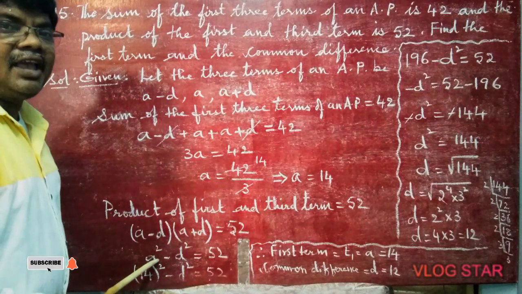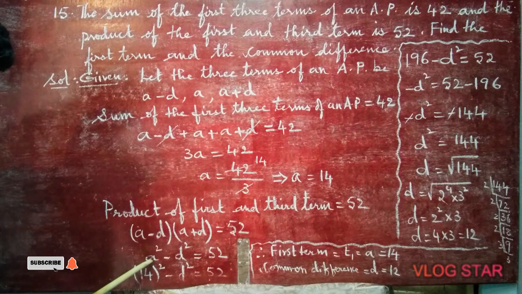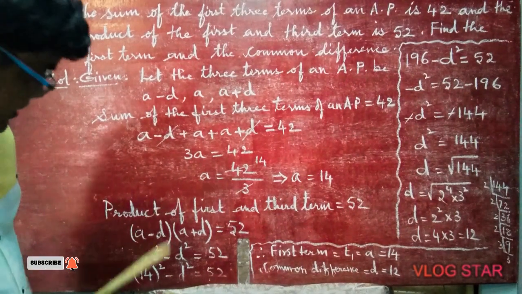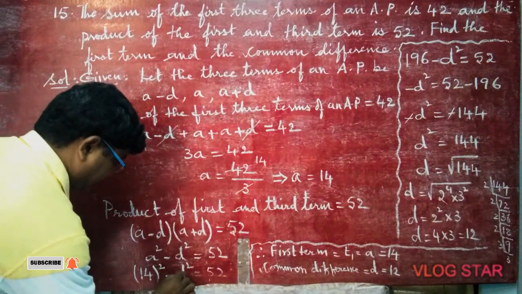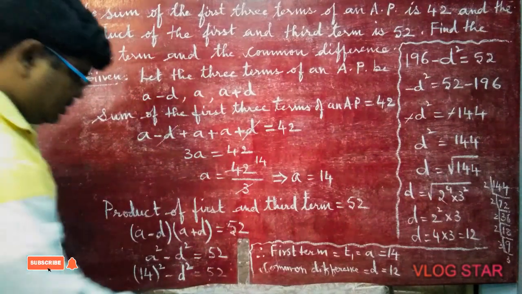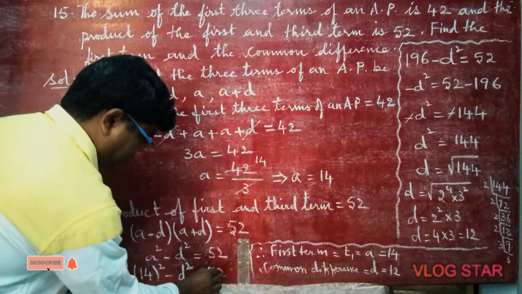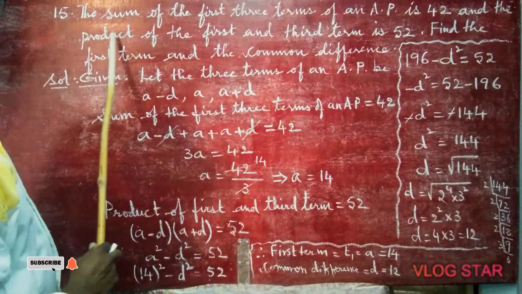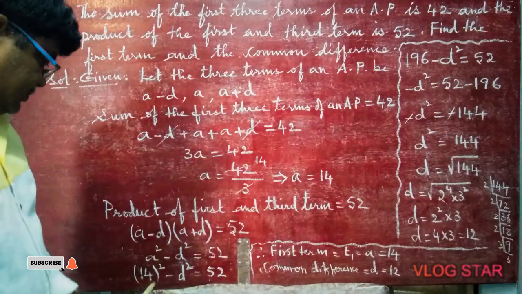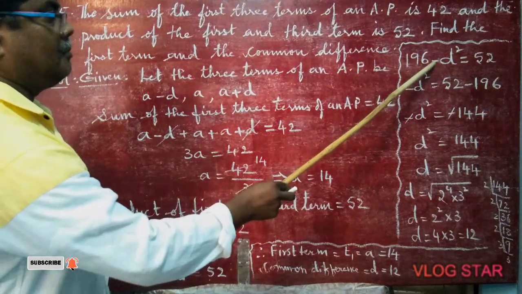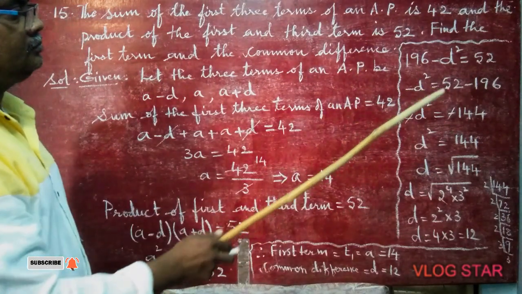Just now we got the value of A. Now in the place of A you write 14. So 14 whole square minus D square you write. This is D. D means common difference. D square is equal to 52. They gave that in the problem. Can you see here, 52? Product of the first and third term is 52. So 14 14s are 196, minus D square is equal to 52.